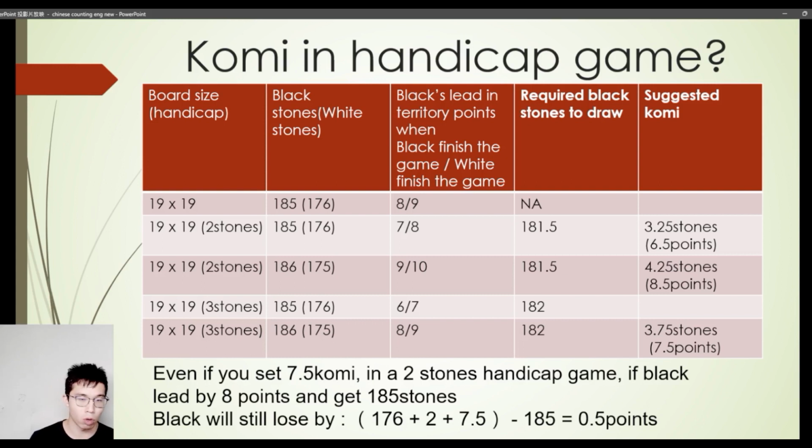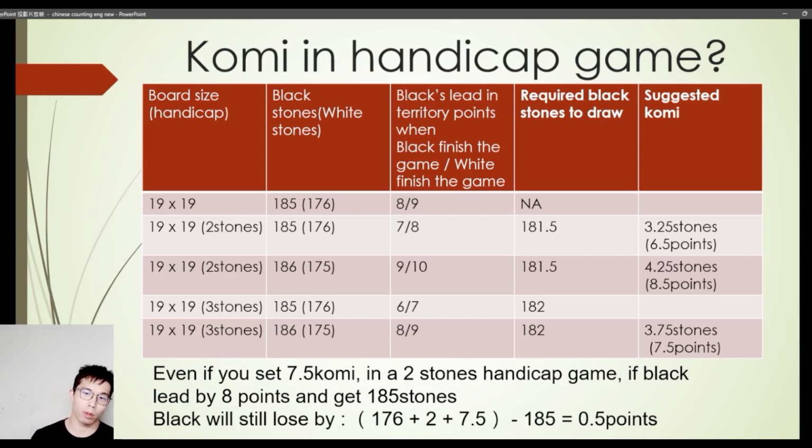That's because you could not set an even number komi. And similarly, in the handicap games of 2 stones, if you set the komi for 7.5, indeed, even if black leads by 8 points and gets 185 stones, black will still lose, as actually black needs 186 stones in order to win.